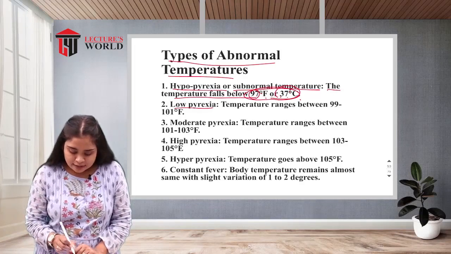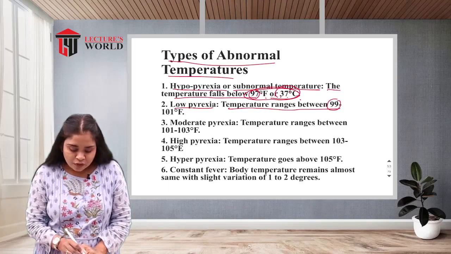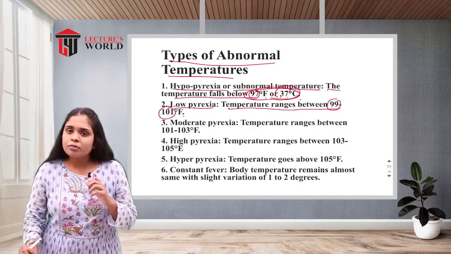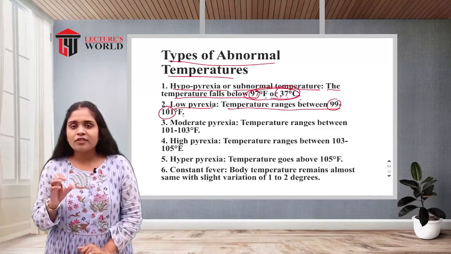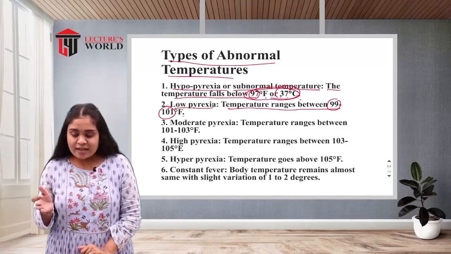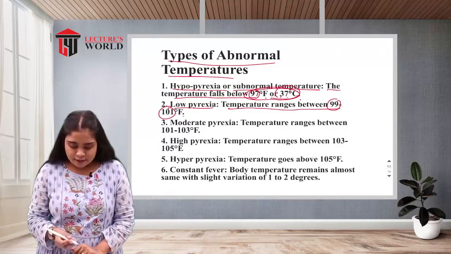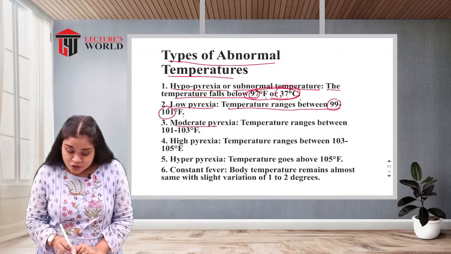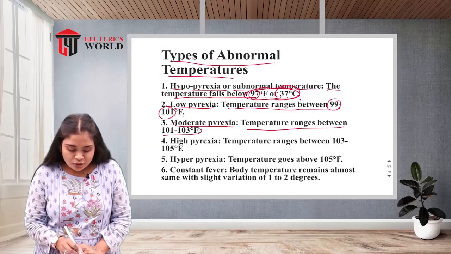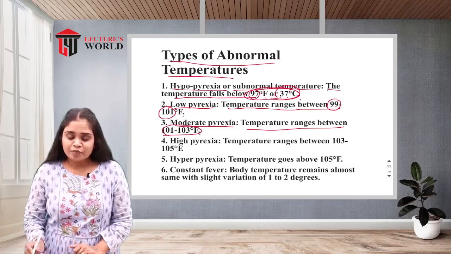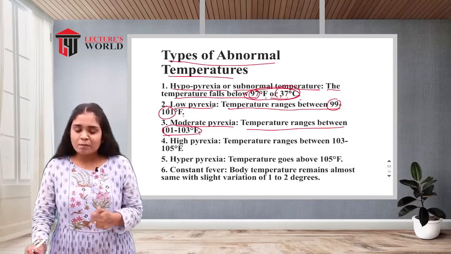Then after that, low pyrexia. What is that? The temperature ranges between 99 and 101 degrees Fahrenheit. So the patient might have a little fever. Whatever the temperature is, if it ranges between these two, 99 to 101 Fahrenheit, that is known as low pyrexia. Then the third one, moderate pyrexia. The temperature ranges between 101 and 103 degrees Fahrenheit. If the patient has that temperature, then it is considered moderate pyrexia.